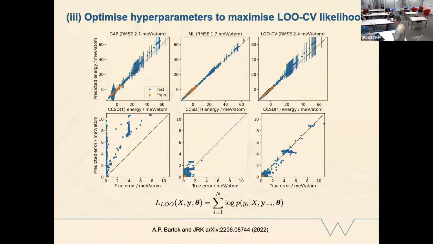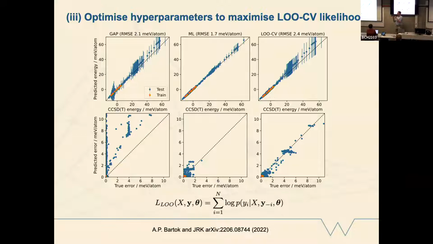But I also wanted to mention that this is no more expensive than optimizing the marginal likelihood. What we have to do here is effectively invert the covariance matrix once, and then delete rows and columns and get the inverse for the reduced matrix. The formulas to do that are relatively cheap, so it's not a super expensive thing to do. It's comparable.